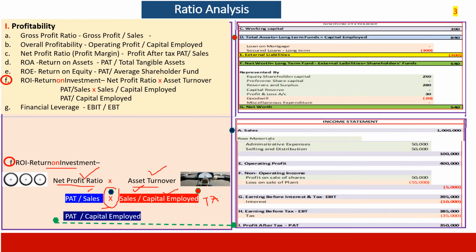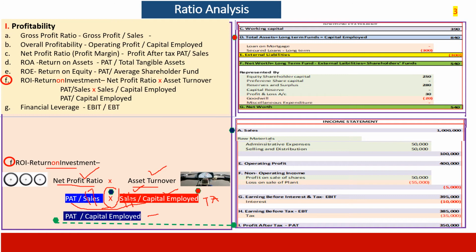Go a step forward. There are two formulas, one multiplying the other. There is one item which is common in both, one in the numerator, the other in the denominator. When we strike them off, what remains is PAT divided by capital employed. This is how. Now, what does it mean?